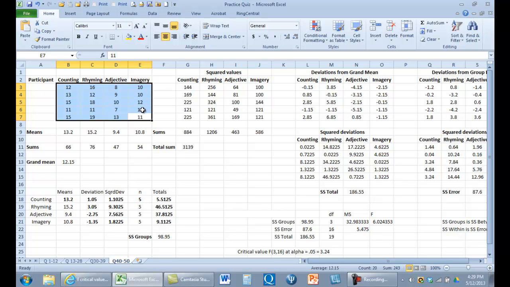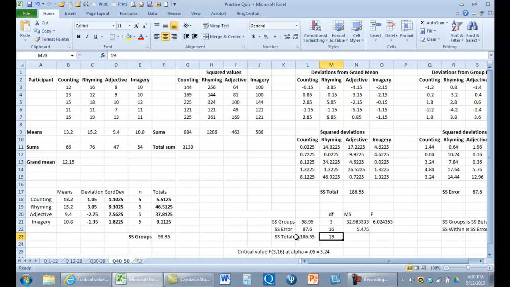But here we have 20 participants who, I think what they did was take a memory test using some sort of strategy. And this is the number of words they recalled using a particular strategy. It's something like that. It doesn't matter what it is. What we want to note is that we have 20 participants. We have 4 groups. We have 5 participants in each group. Okay, so our N is 20.